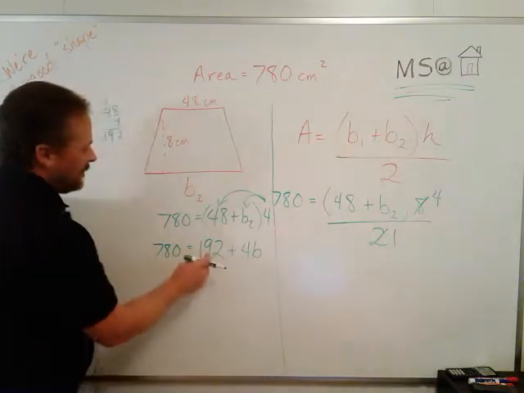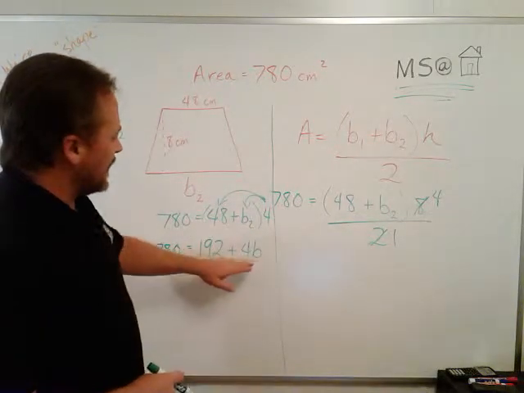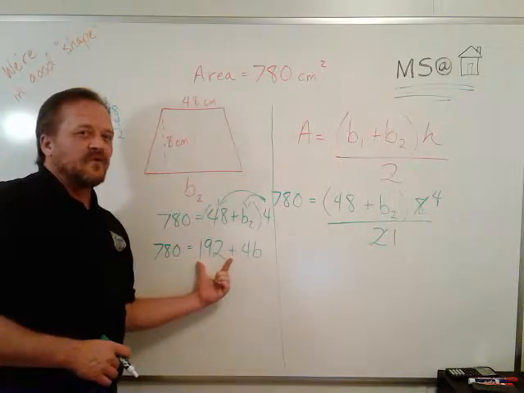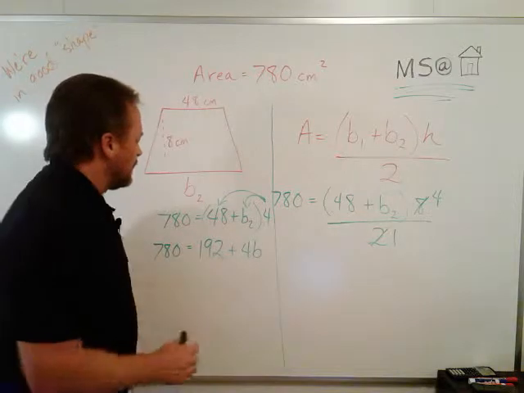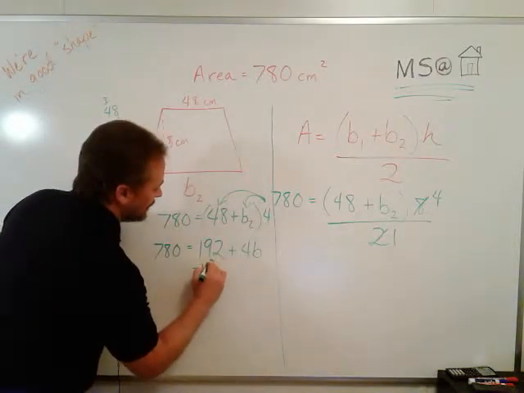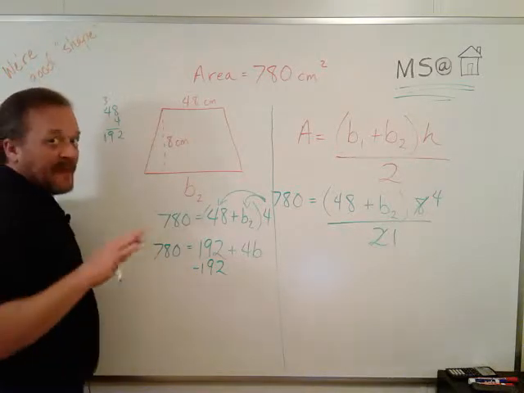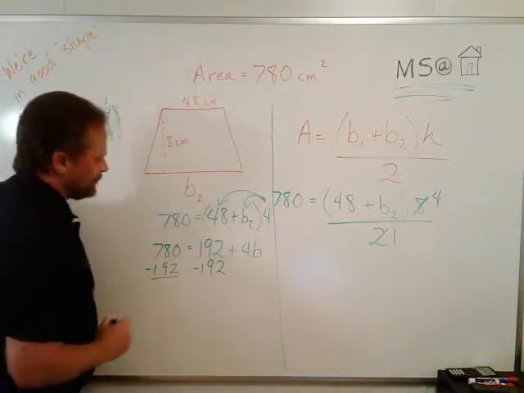All right, so I want b to be all by itself. And the first thing I need to do is get rid of this constant. I need to move this constant. So basically to get rid of this, I subtract that number. It's positive, so I'm going to subtract. But to keep the balance, remember? Same thing to both sides.